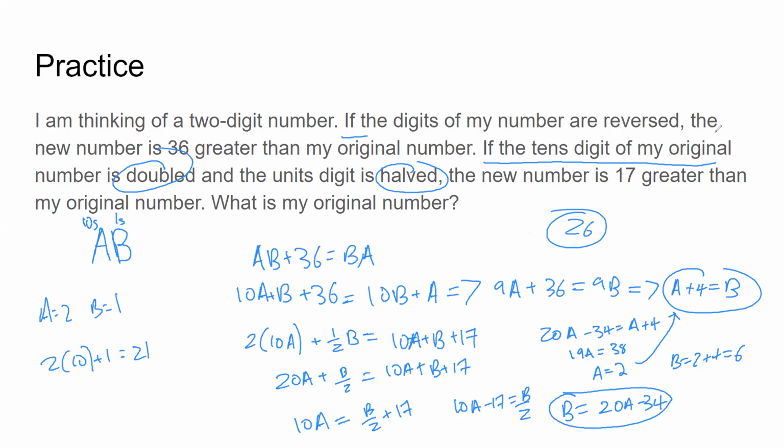Does everyone have any clarifications for the process of this question? Yeah, so I think the key to this question is noticing that we can write this as 10A plus B, because when you're flipping the digits, it's really easy for you to change 10A plus B to 10B plus A.